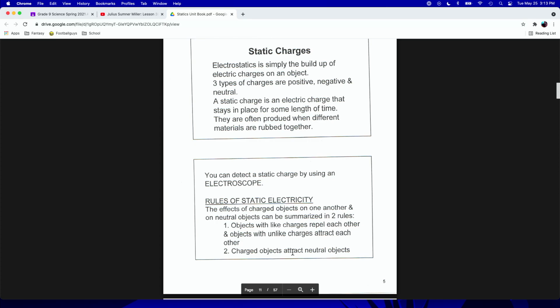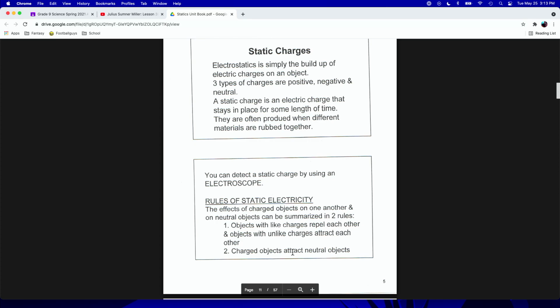Electrostatics is simply the buildup of electric charges on an object. There's three types of charges: positive, negative, and neutral. You know that. A static charge is an electric charge that stays in place for some length of time. They are often produced when materials are rubbed together. That's all stuff we've talked about. And this is what I'm going to use for this demo.